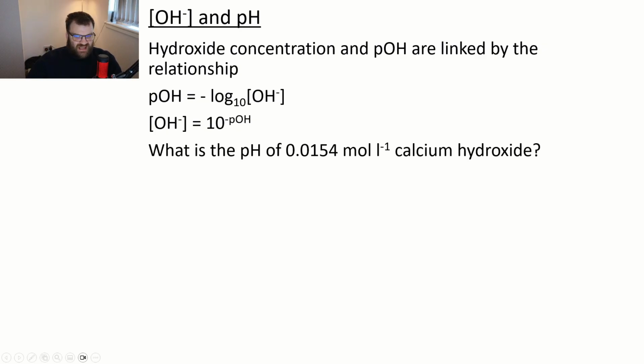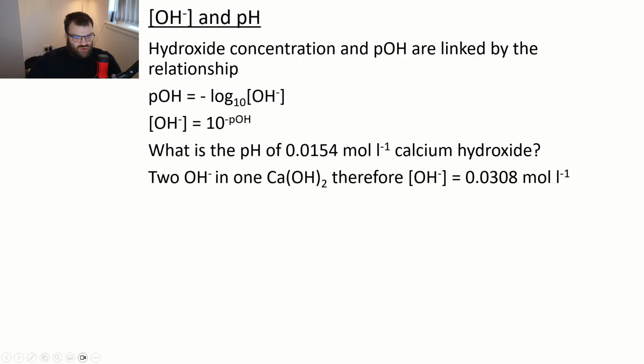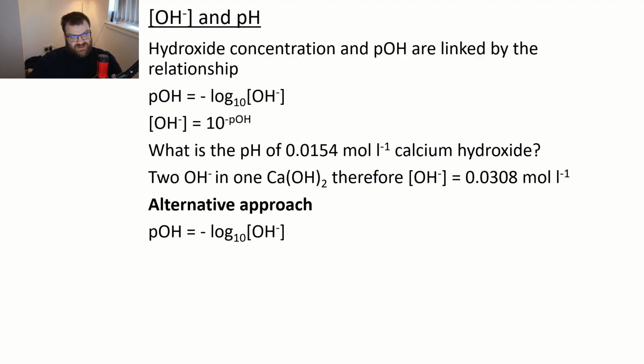Similar to the acids, if you have a chemical like calcium hydroxide, whose formula is Ca(OH)2, there are 2 hydroxide ions. Therefore, we have to double up the concentration given. And we would then plug that into minus log to the base 10 of that. That will give us an answer of 1.51.